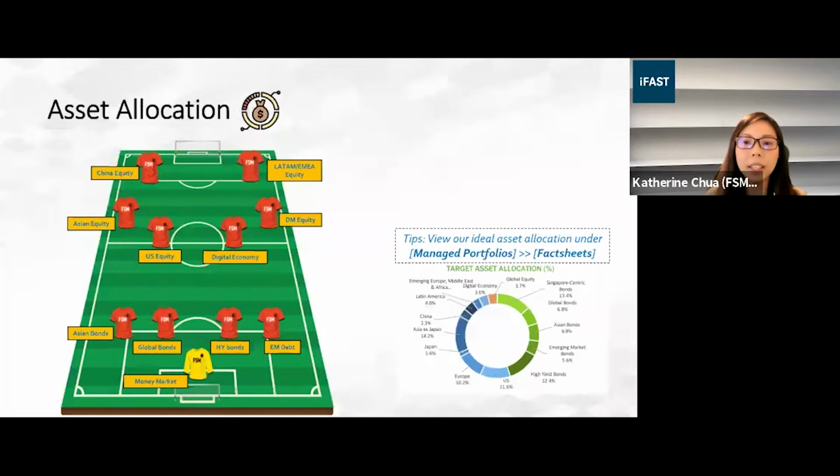Based on the model portfolio allocation, which you can find on our website under manage portfolio under the fact sheets, we will show you a rough gauge of how much should be invested into that segment at this particular point in time, based on the different risk profiles.